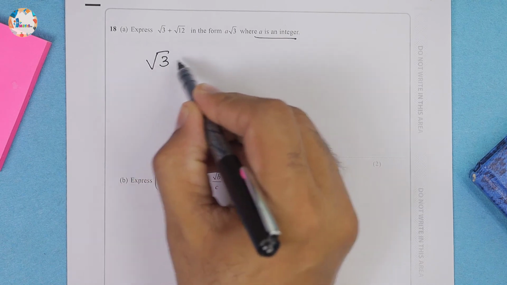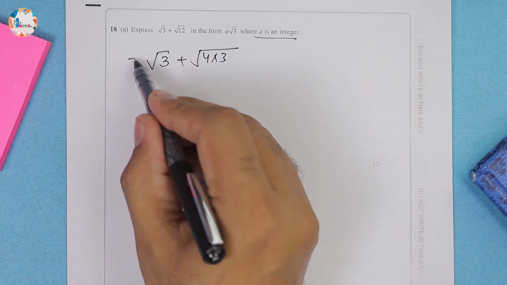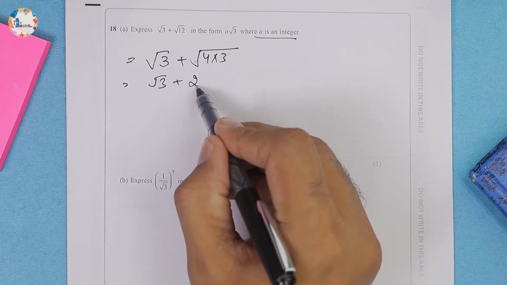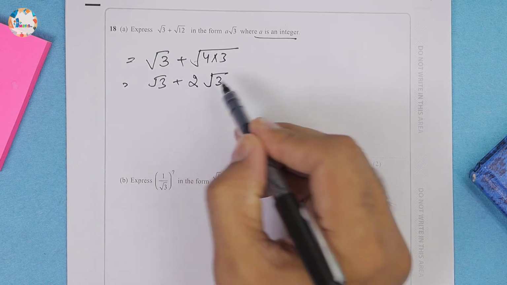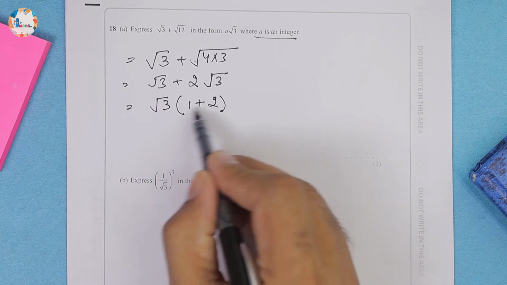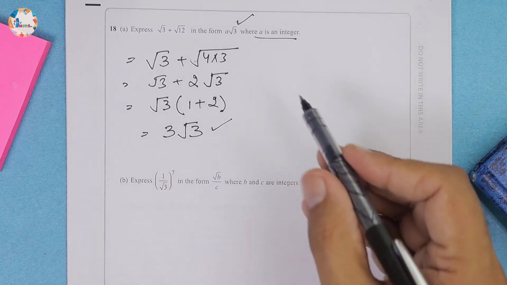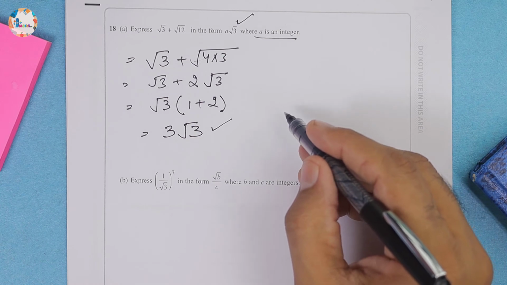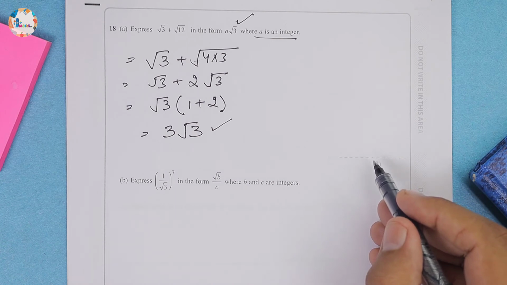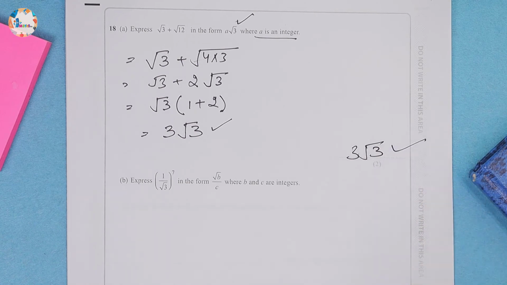Like we can write 3 plus 12 under root, we can write 4 into 3 root, and this one further, 4 under root we can write as 2 outside the under root and 3 under root. Now we can take under root 3 common, and inside will be 1 plus 2. So 1 plus 2 will be 3 under root 3, and we compare with this. So a value will be 3. So our answer to this question will be 3 under root 3. This will be the final answer.